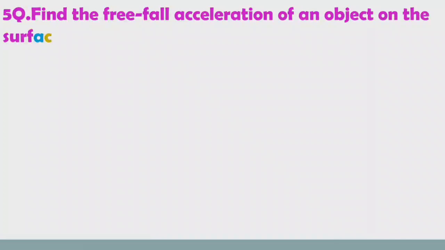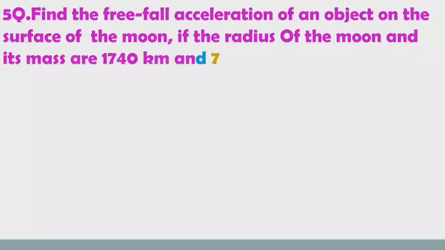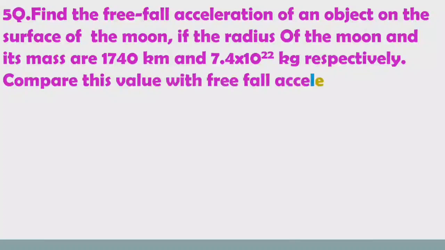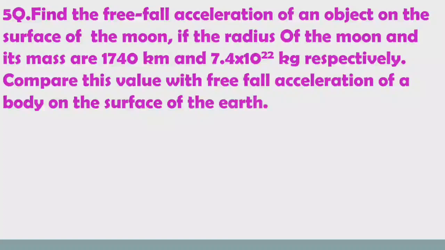Now we will see the last problem. Find the free fall acceleration of an object on the surface of the moon if the radius of the moon and its mass are 1740 kilometers and 7.4 into 10 power 22 kilograms respectively. Compare this value with the free fall acceleration of a body on the surface of the earth.